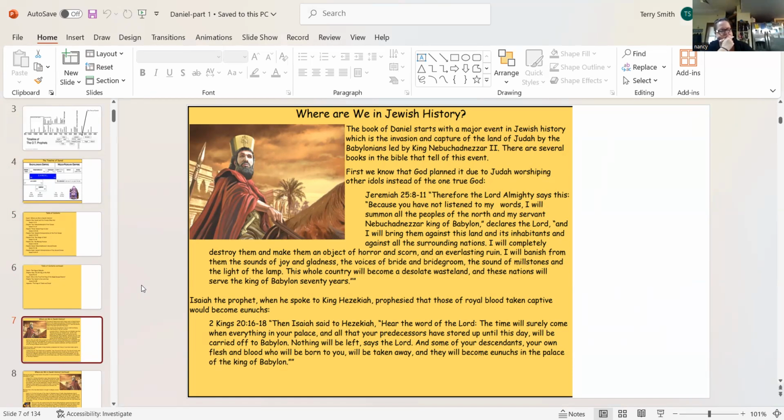There are several books in the Bible that tell of this event. First, we know that God planned it due to Judah worshiping other idols instead of the one true God. Can you read the Jeremiah?